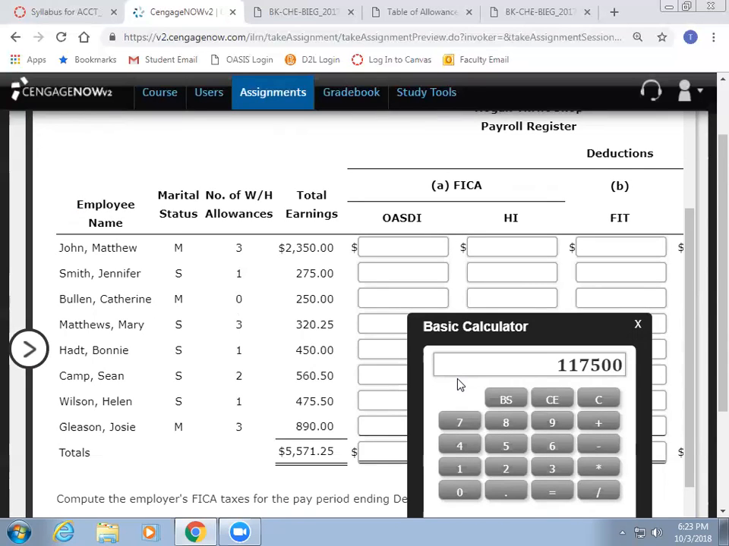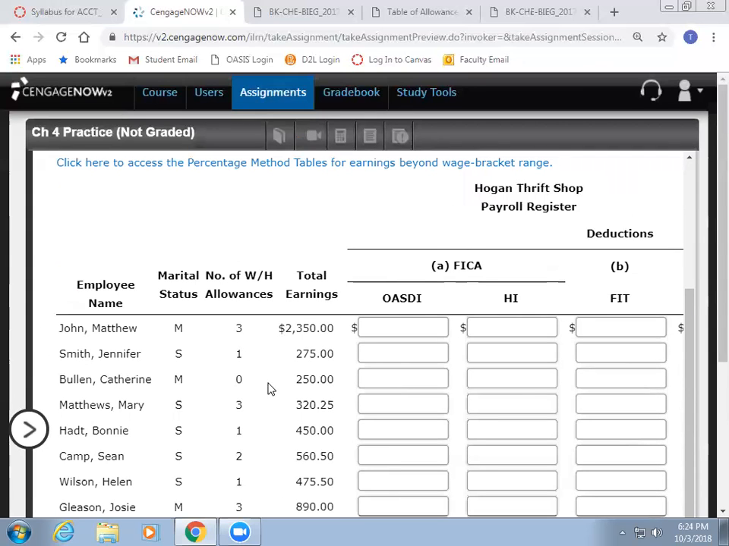That's our limit. So I take the limit of $118,500 minus his gross pay to date of $117,500. His OASDI taxable wages left are only $1,000. So this is OASDI taxable income. He only owes Social Security tax on that additional $1,000. We're paying him $2,350, but he's only subject to 6.2% of 1,000.